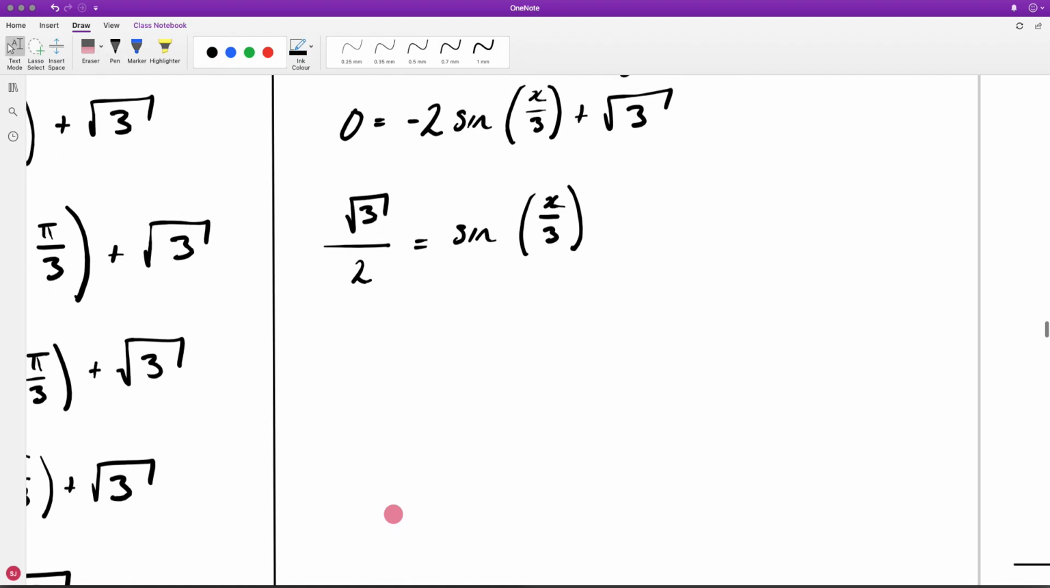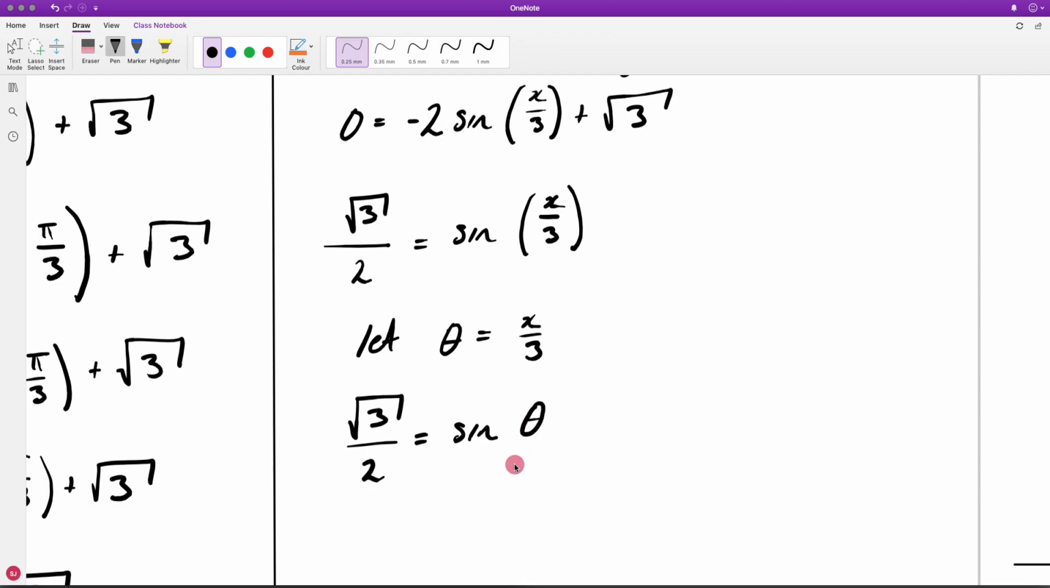Now, what I need to do is solve a trigonometric equation. I love saying trigonometric. To do that, what I always do is let whatever is inside my brackets here, because it has a coefficient, I do not like it. So I want to let theta equal x over 3. Nothing is special about theta. I could have called it anything, but normally with angles we like to call it theta. So that is going to be the square root of 3 on 2 equals sine of theta.